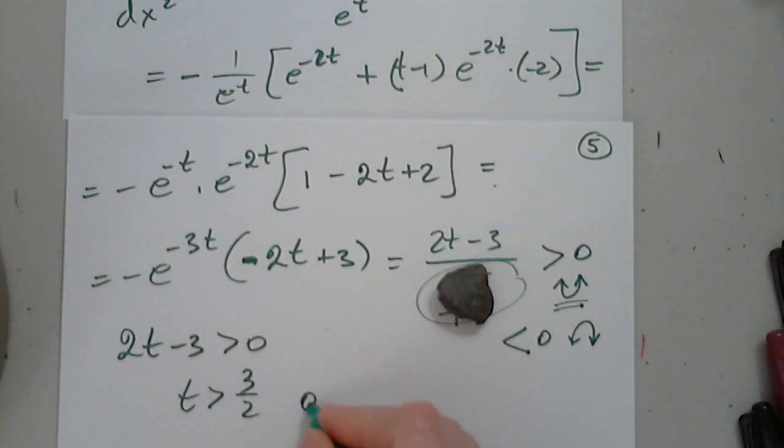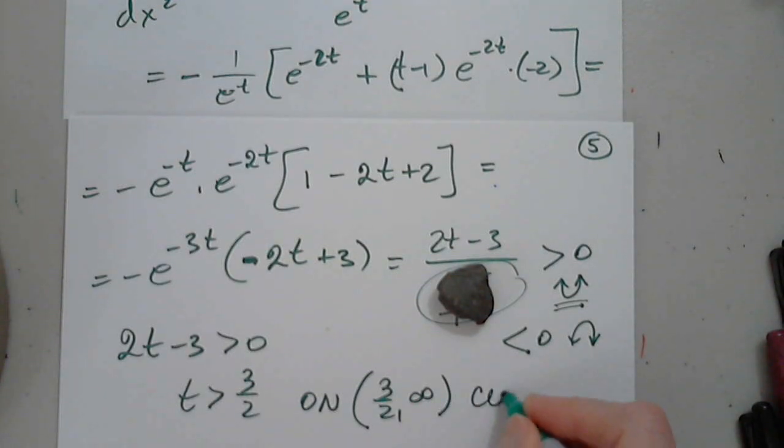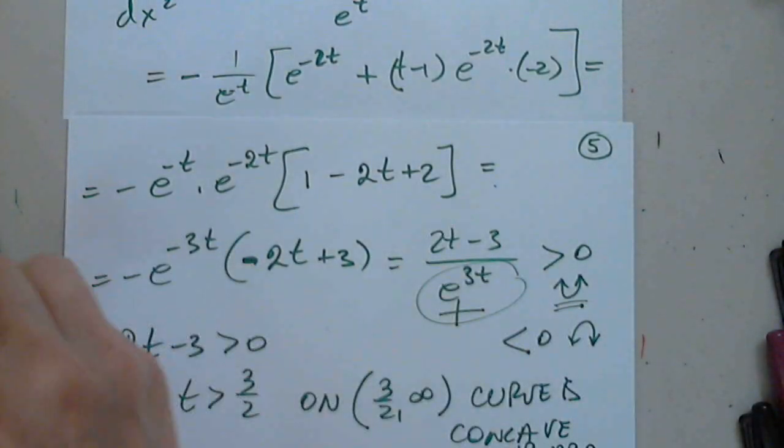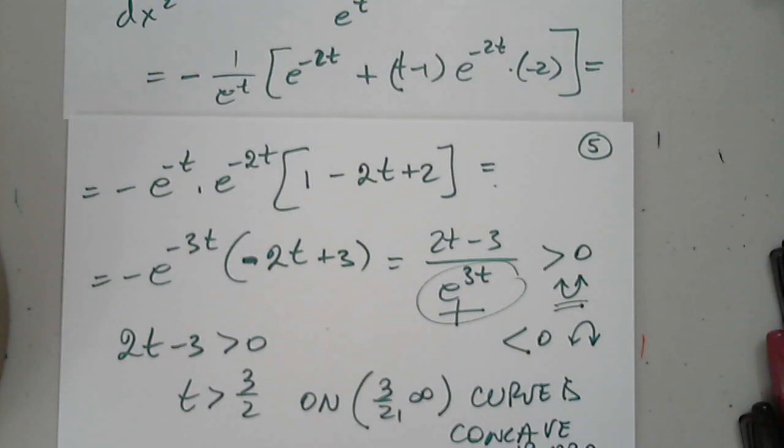Or I will say, on the interval 3/2 to infinity, the curve is concave upward. We're not asked to determine when it's concave downward. But of course, it will be from negative infinity to 3/2.